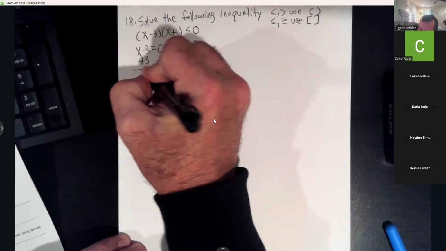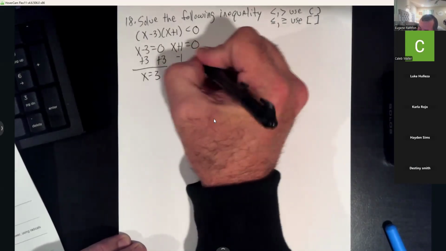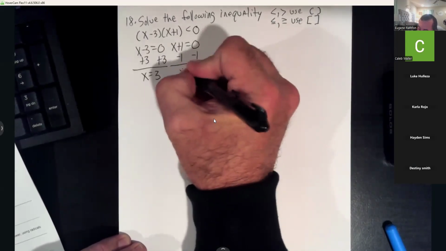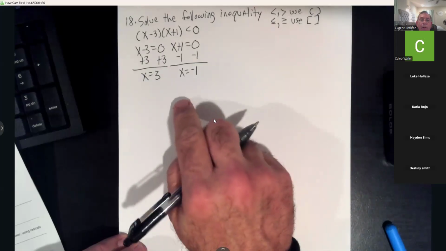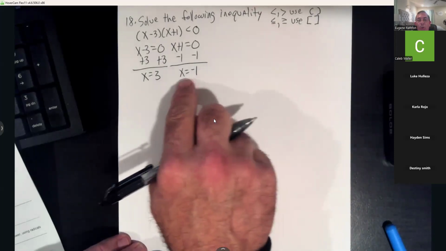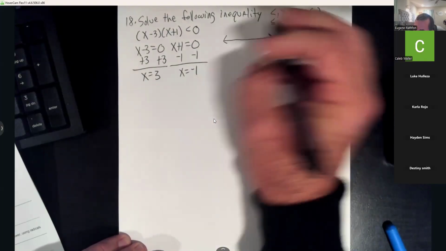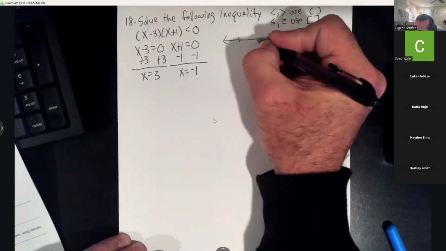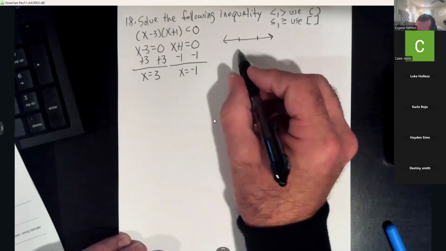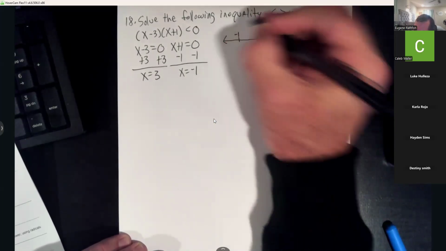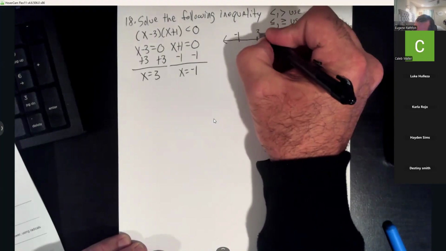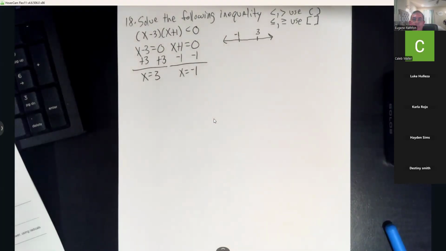So I get x equals 3. Here I would subtract 1 and get x equals -1. So once you have the two numbers, you're going to come in and make a number line based on these two numbers. The smallest one would be -1. The larger one would be 3.